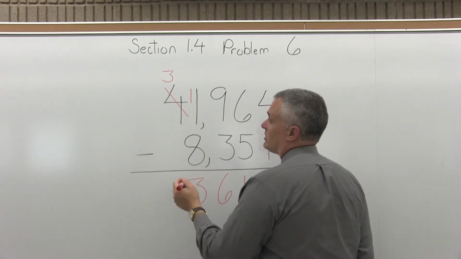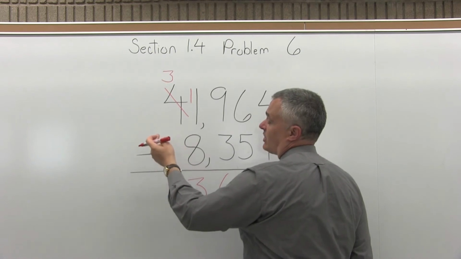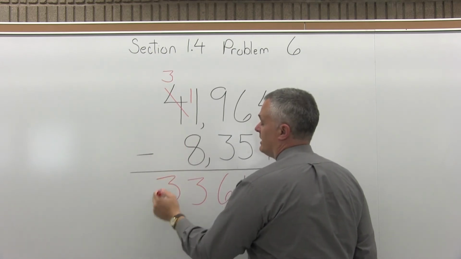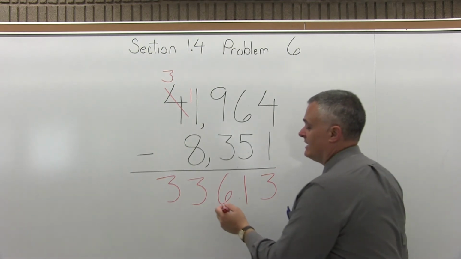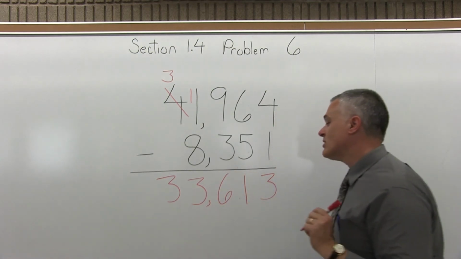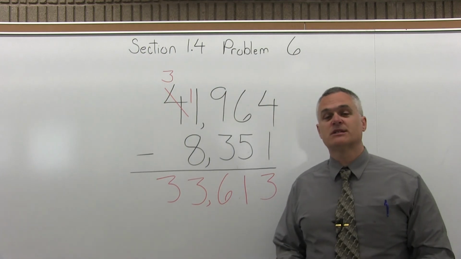And then in the last column going to the left, I have 3 minus nothing at all underneath it, which is just 3. So I have 33,613. And if you like, you can put a comma after the 33,000. 33,613.